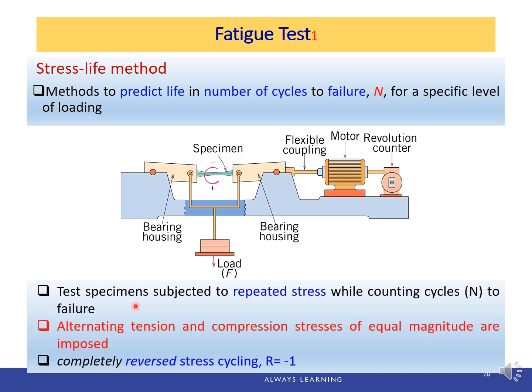Basically, during this test, the specimen is subjected to repeated stress, and we count the cycles to failure. Alternating tension and compression stresses of equal magnitude are imposed, so it is completely reversed stress cycling with R equal to -1.